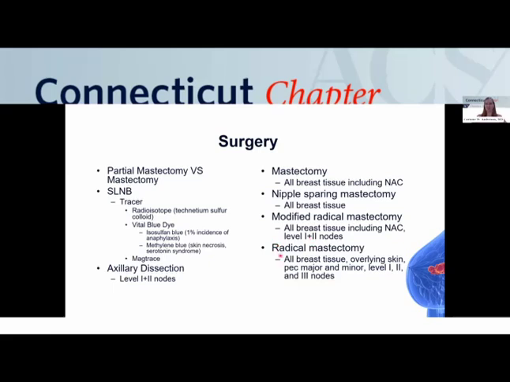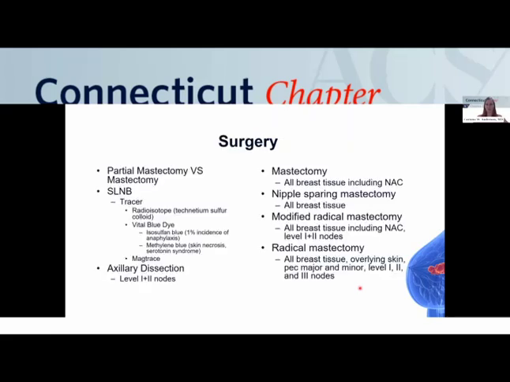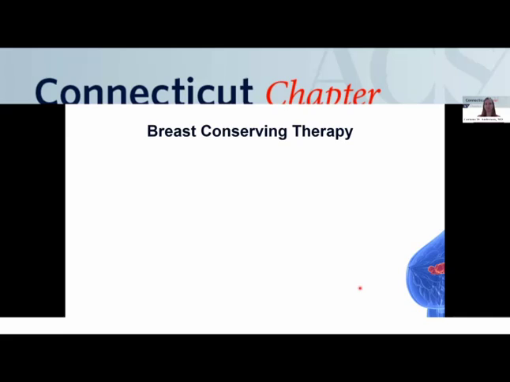A radical mastectomy is no longer performed. This is just of historical interest that we did remove not only the breast tissue, the overlying skin, but also pec major, pec minor, and the level 1, 2, and 3 nodes. Just one more point on that. Again, no mastectomy removes 100% of the breast tissue. So if you see a patient after mastectomy with a palpable mass, they do need a biopsy.